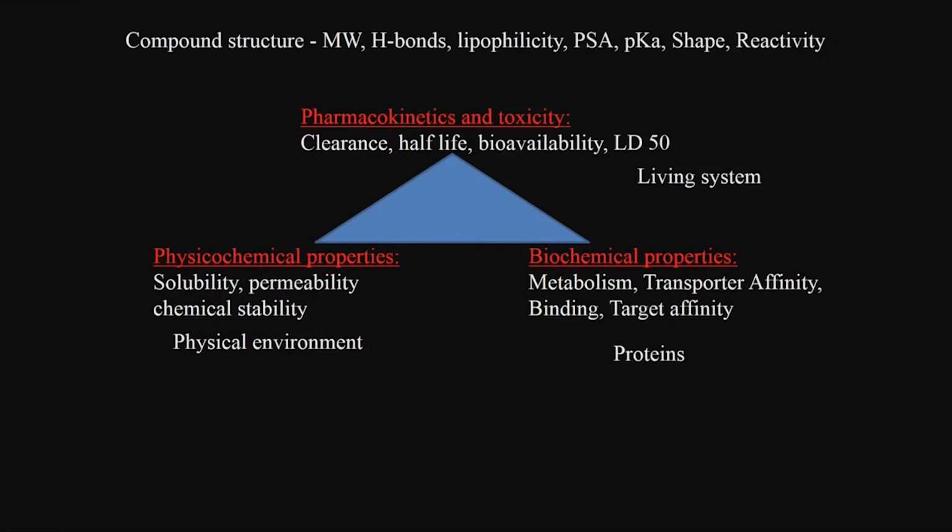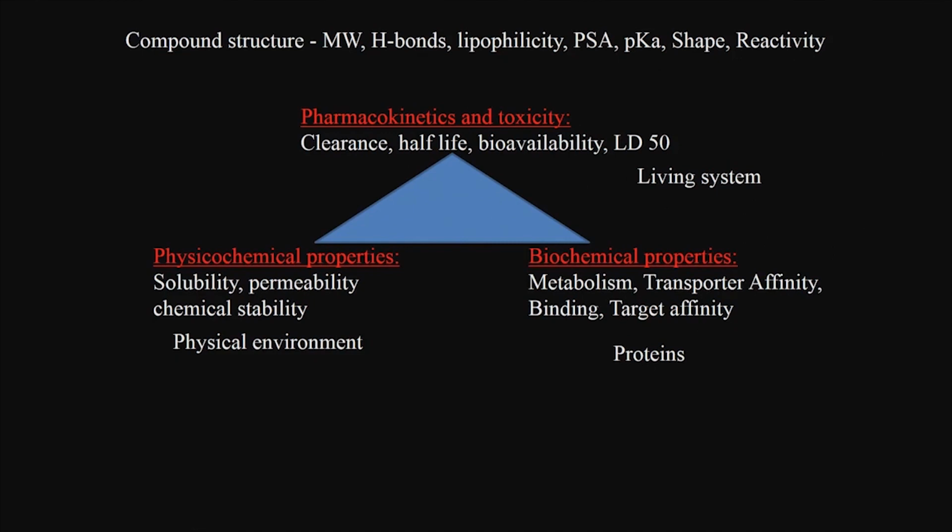Okay. So, this is a very interesting slide. We have the pharmacokinetics and toxicity, the clearance, the half life, bioavailability, LD50, the living system. Then we have the biochemical properties like metabolism, transporter affinity, binding, and then we have the physicochemical properties of the drug, solubility, permeability, chemical stability, that is the physical environment. So, we have the living system here, and then we have the physical environment of the drug, and then we have all the protein and all that.